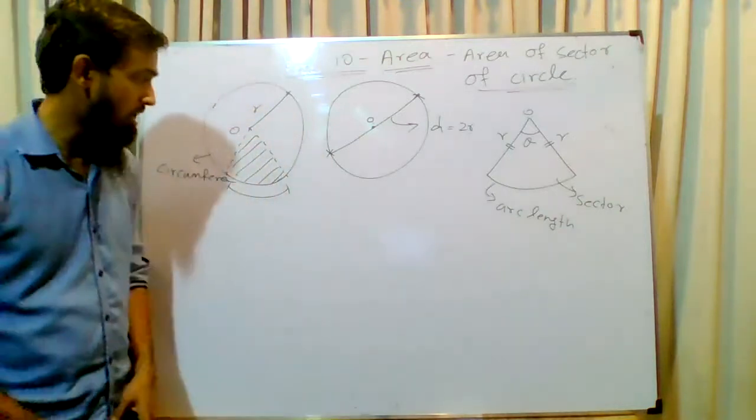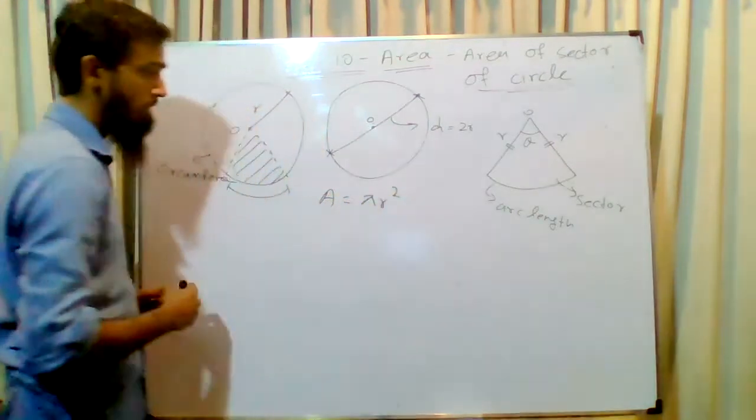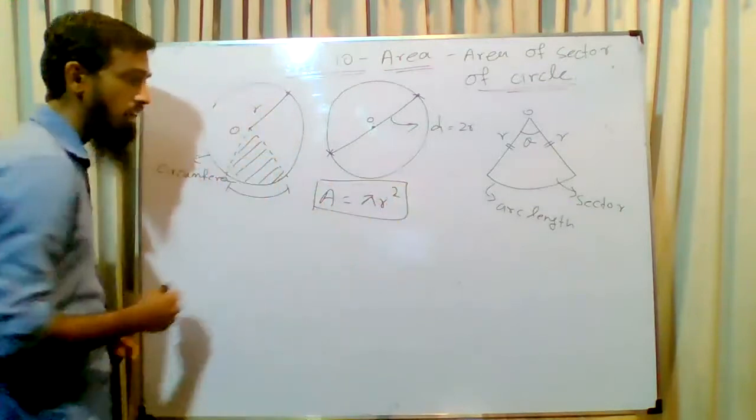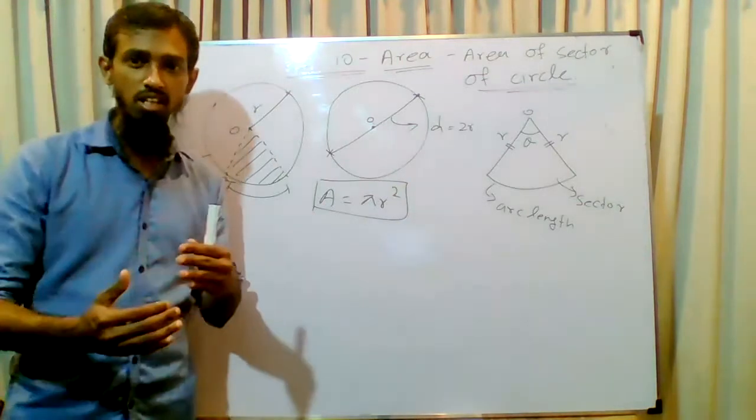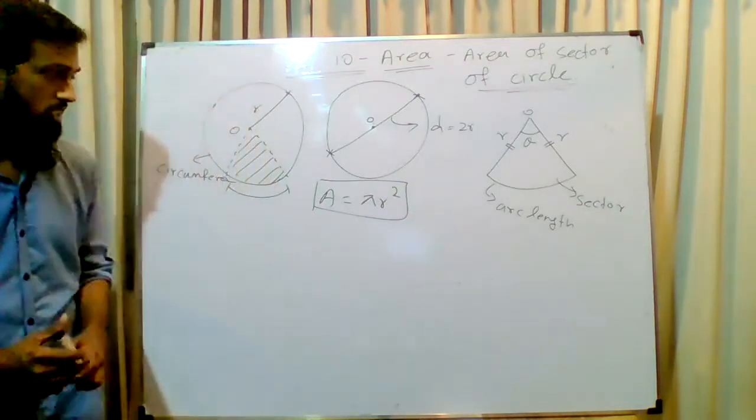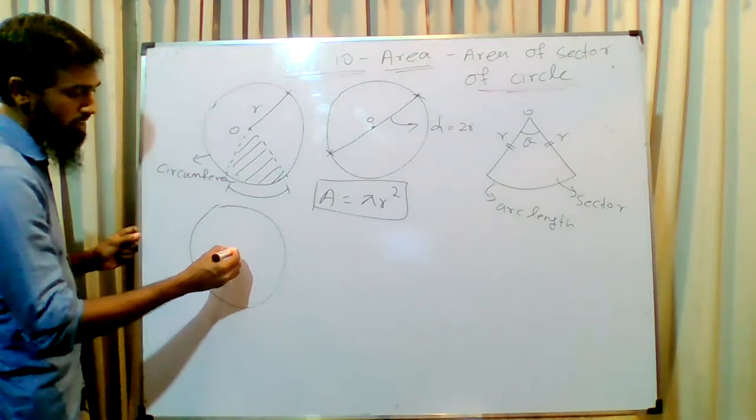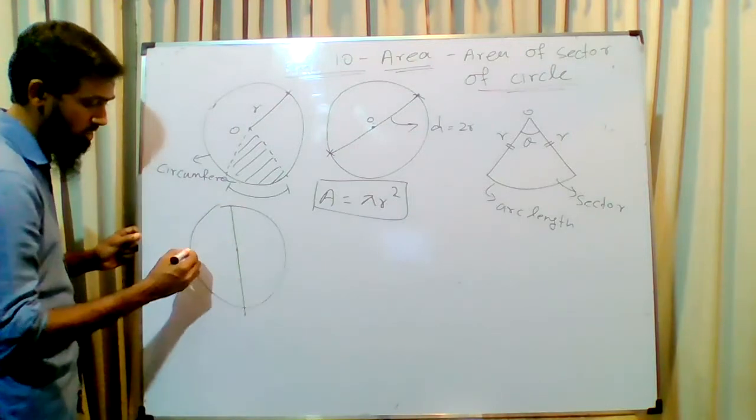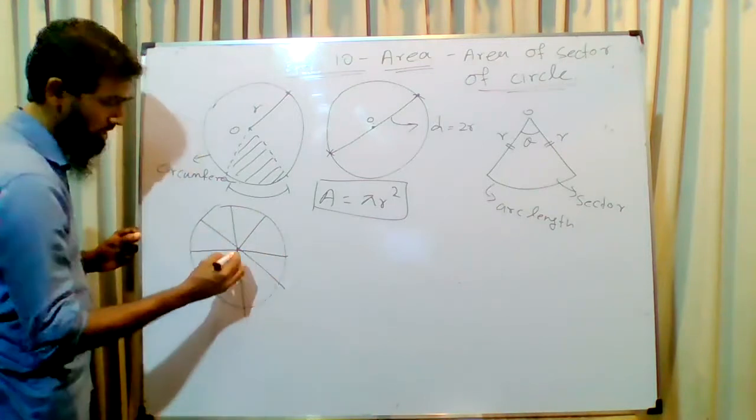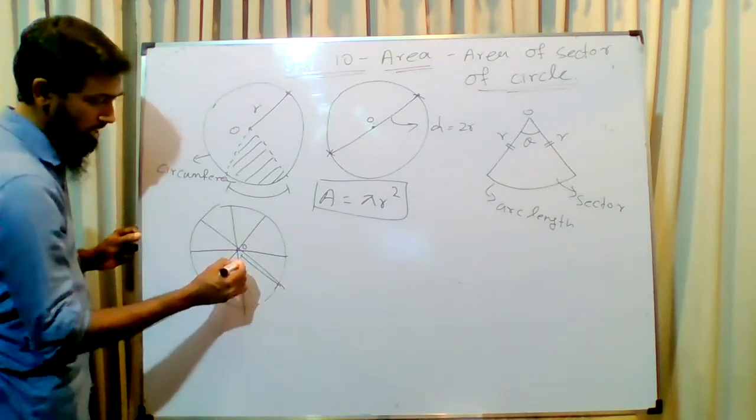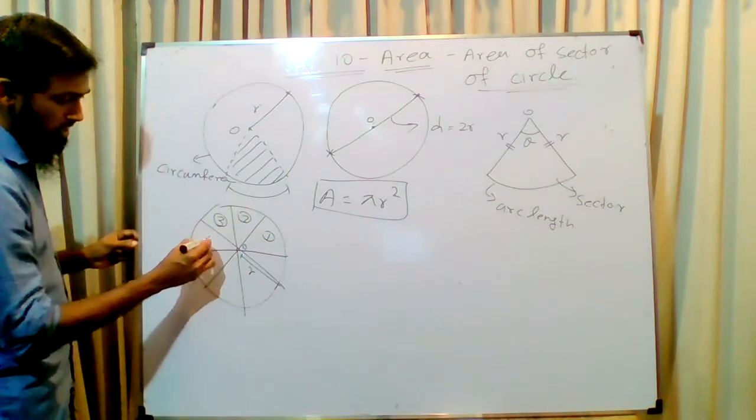Area of the circle, we all know the equation is pi r square, what we studied in grade 9. Let's recall how we get this equation. Take a circle with radius r. We are going to divide this circle into 8 equal portions to find the area. This is the center, and the radius is r.